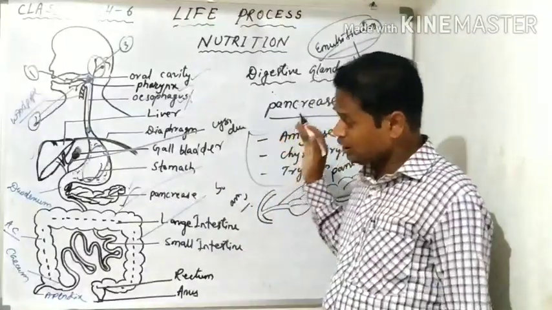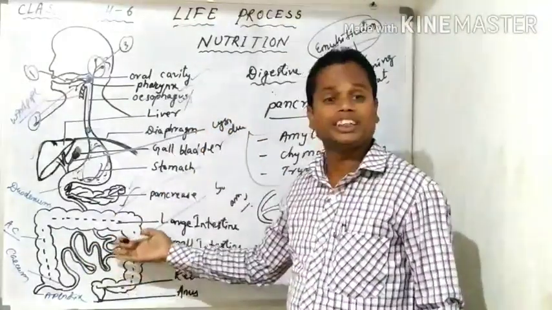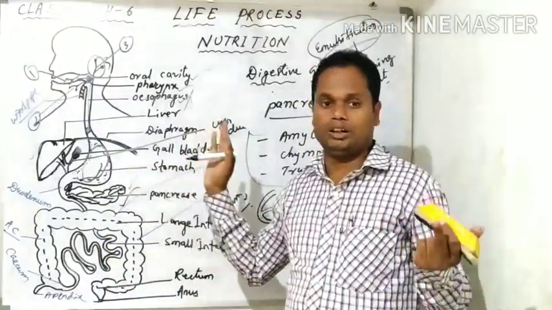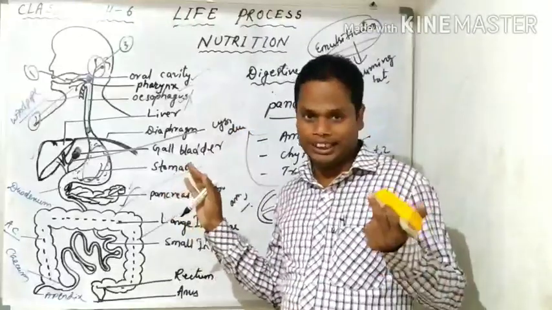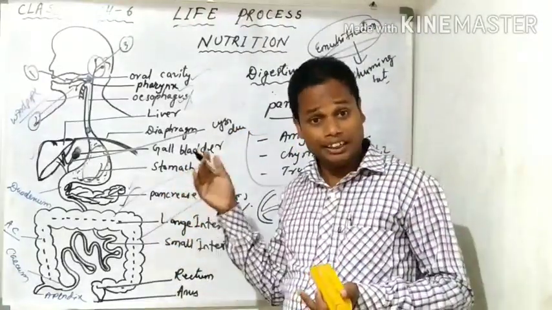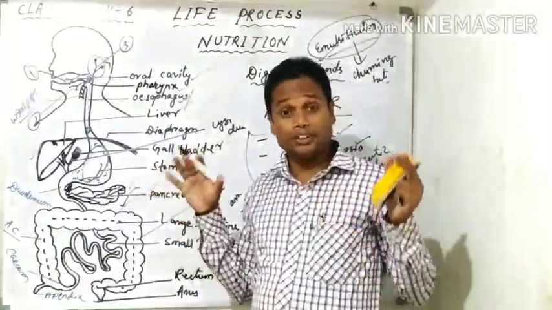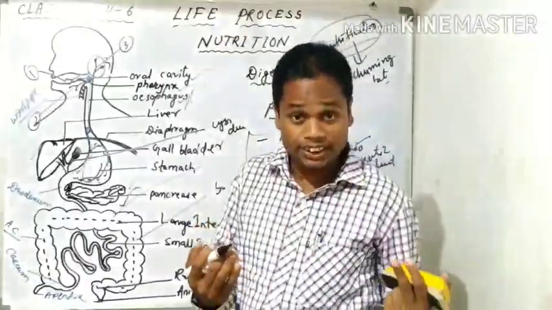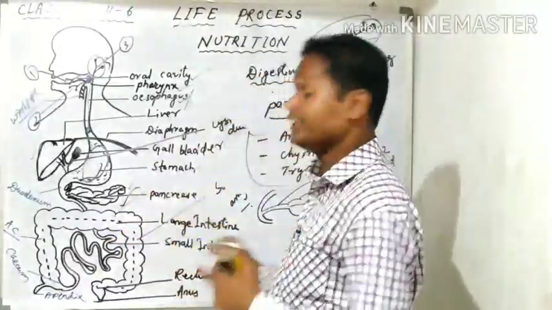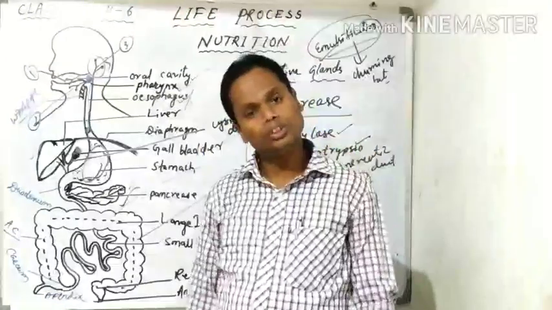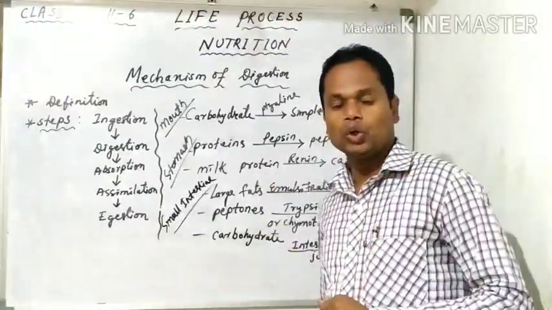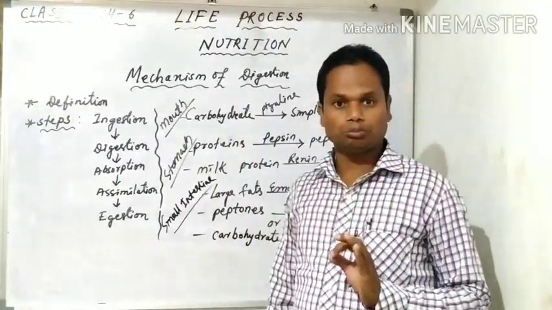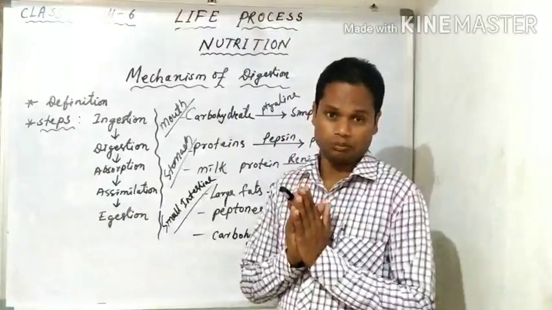And at last, in the small intestine and large intestine, some enzymes are secreted. That is also one type of digestive gland. They help in digestion. Now, we will discuss very properly the mechanism of digestion, or the process of digestion, and how all these enzymes help in the process of digestion. Okay, now we will discuss the mechanism of digestion.